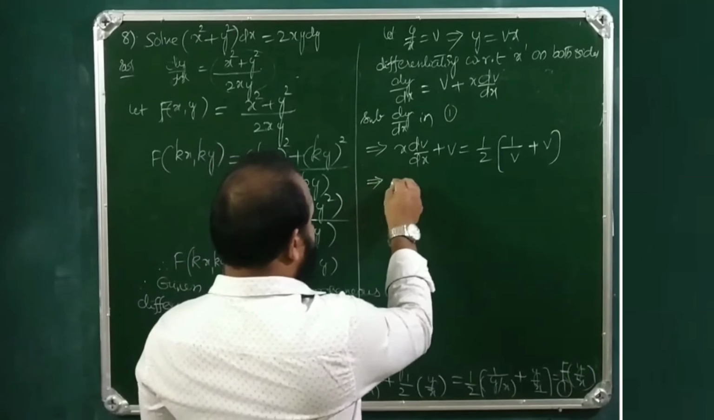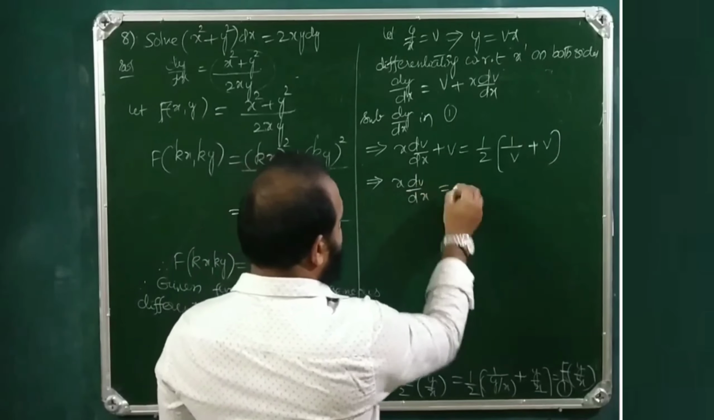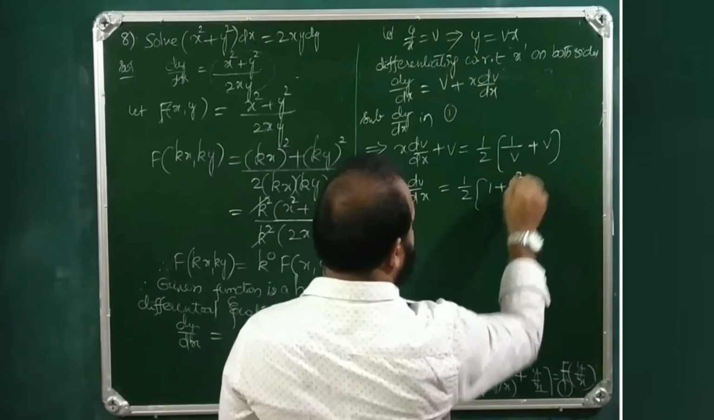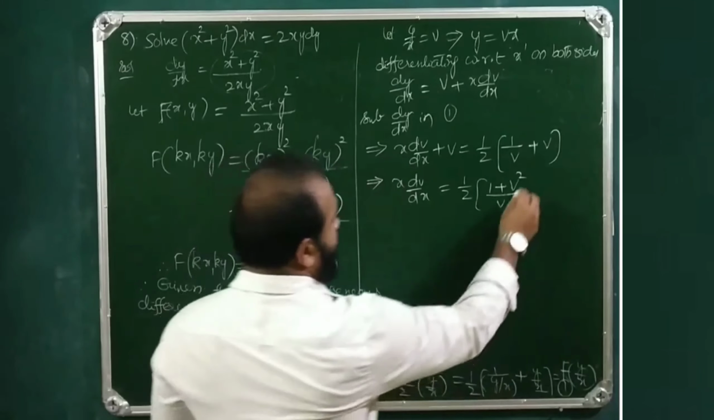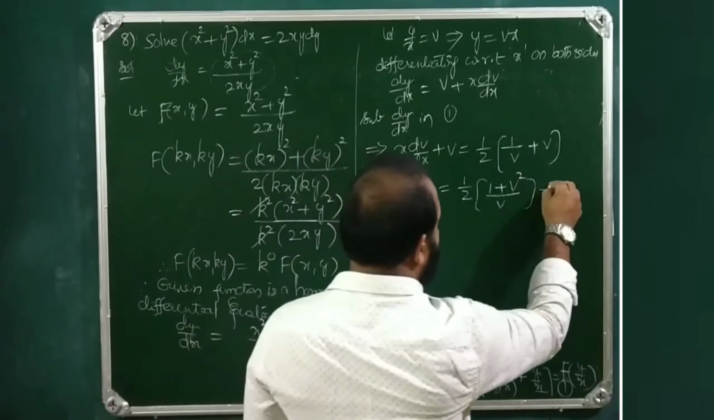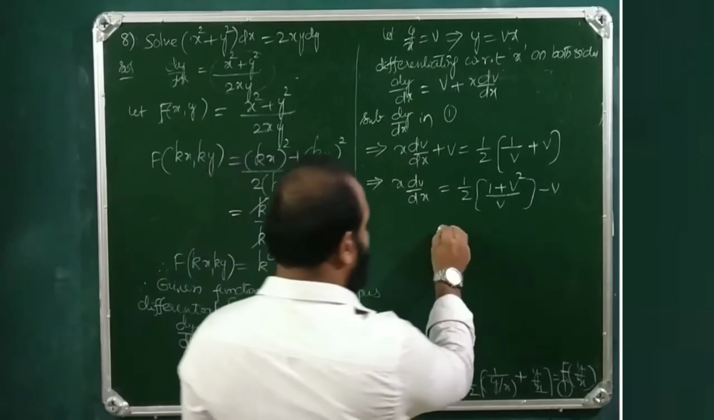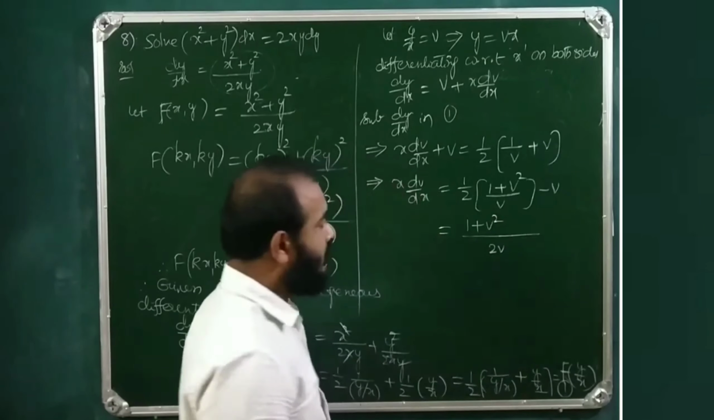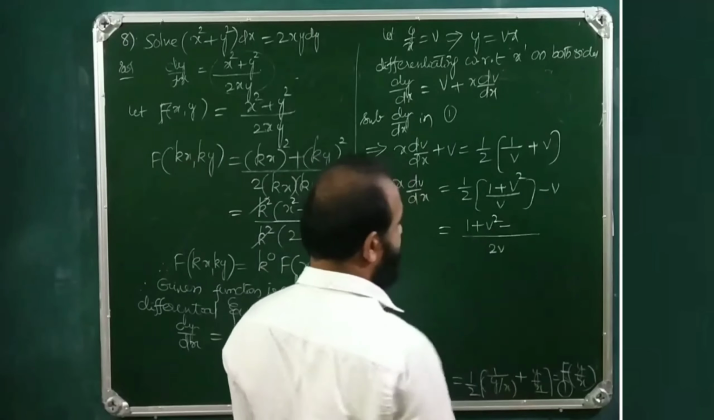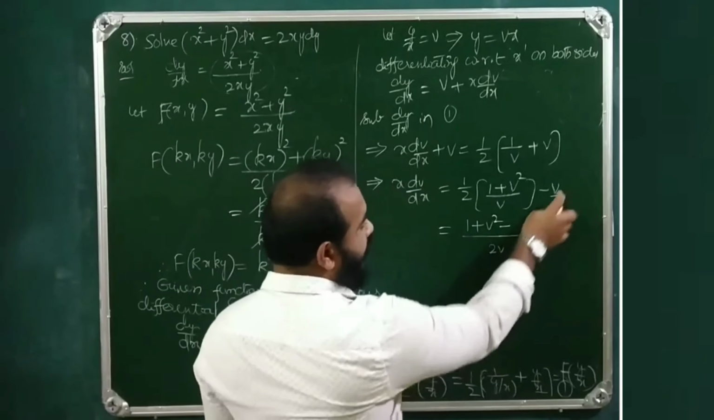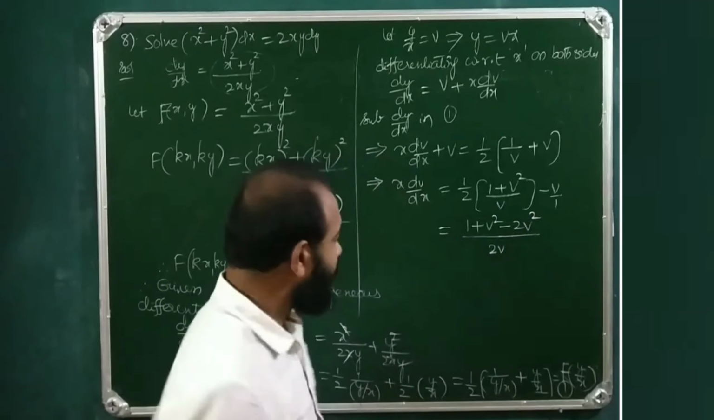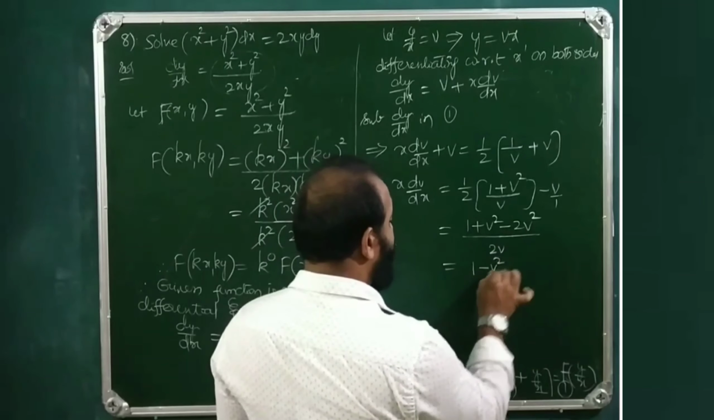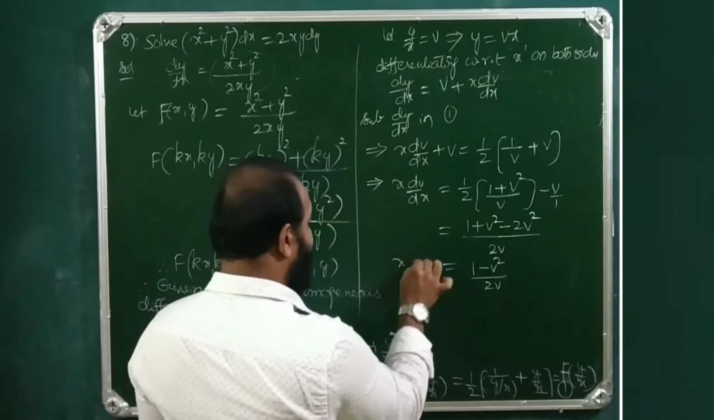So this is equals to x dv by dx is equals to 1 by 2 into 1 plus v square by v. This plus v, if you transpose onto another side, it is minus v. So this is equals to 1 plus v square by 2v, the LCM. So 1 plus v square minus, this is 1, so 2v into v, 2v square. This is equals to 1 minus 2v square plus v square is minus v square by 2v is x dv by dx.